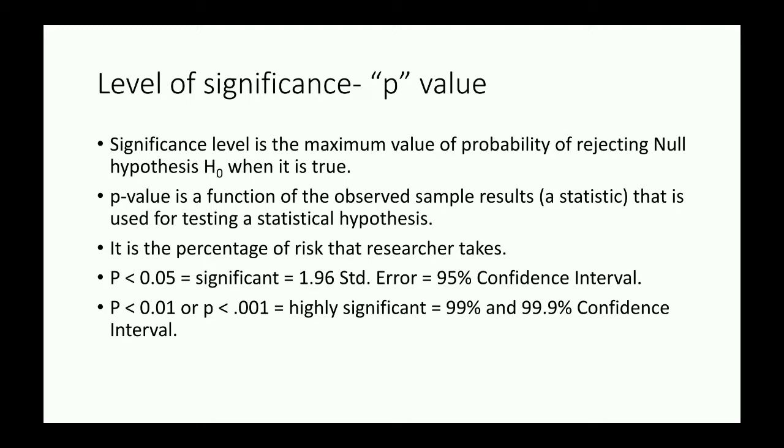But suppose you are taking 1% significance, that means 0.01 is your p-value. The results are highly significant in this, and the confidence interval is 99% here.